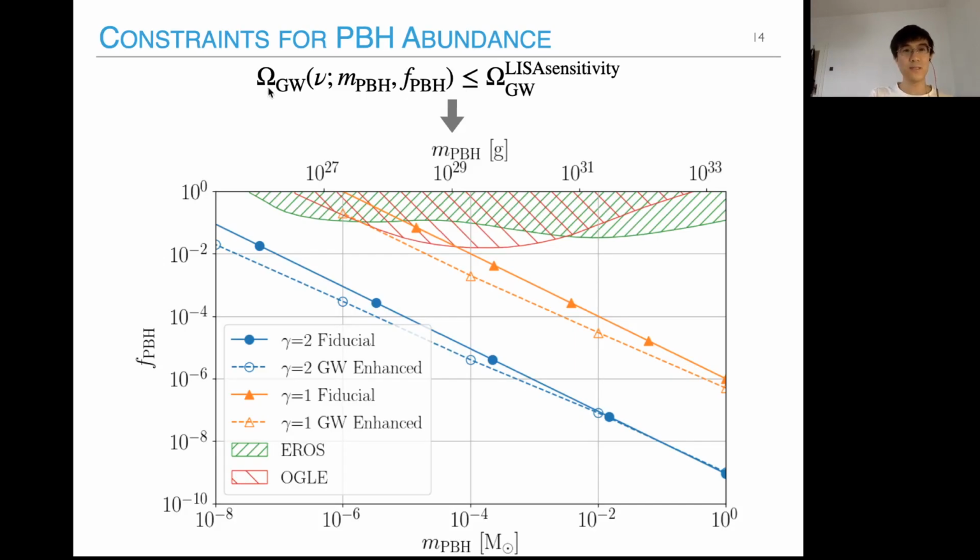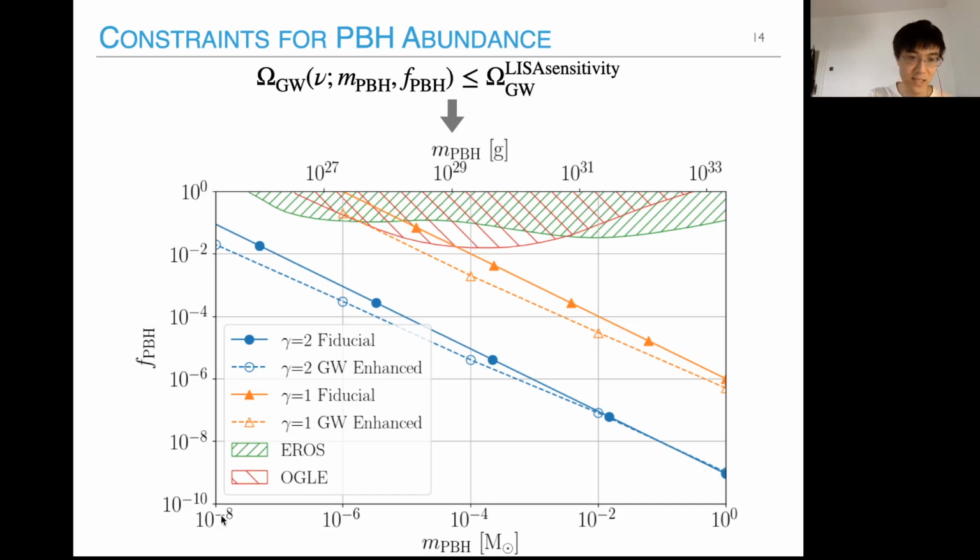So once this omega GW is obtained, conversely, we can also constrain the fraction of the primordial black hole in dark matter if we assume that in the future there will be a null result. Then if we do not detect anything, we can put an upper limit on the fraction of primordial black hole in dark matter, and that is the solid blue and orange line, which represent two choices of gamma, and the dashed line is the consideration for another systematics. And this is an upper limit, which means that the fraction of PBH cannot exceed this value. Otherwise, it would be detected by LISA.